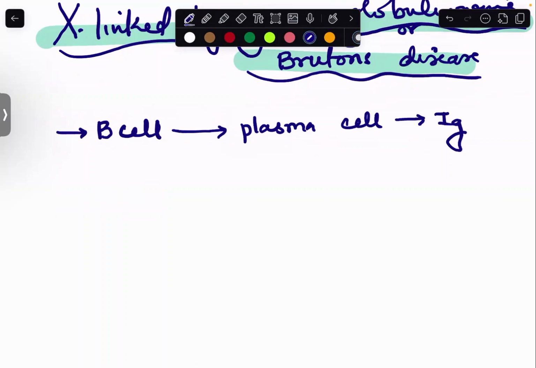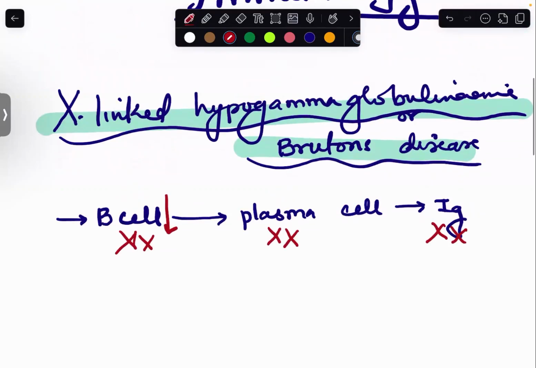So when the B cell is low, or absent, or there is some abnormality, there will be no plasma cell. Plasma cells are found in the blood, plasma cells are found in the lymph node. There will be no plasma cell. As a result, there will be no immunoglobulin. That's why the name is X-linked hypogammaglobulinemia.